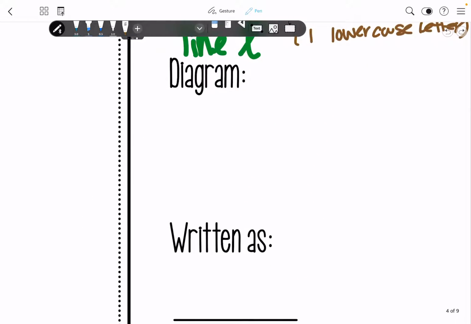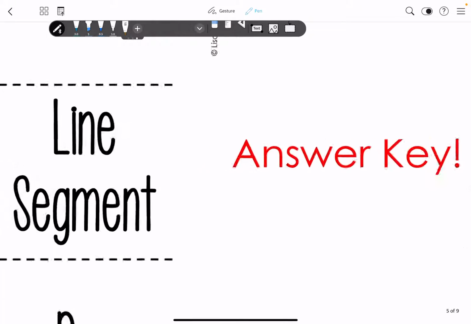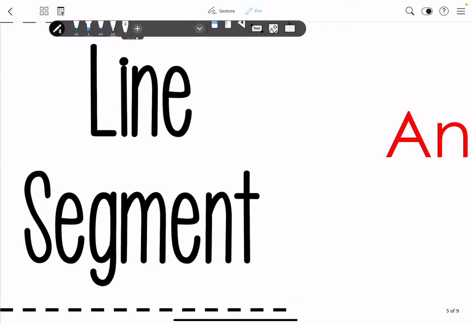All right, this next one. So let's talk about this next one, okay? The next one is line segment. Sometimes you're not going to be seeing it written that way. Sometimes you'll just see it written as segment. You need to be familiar with both.